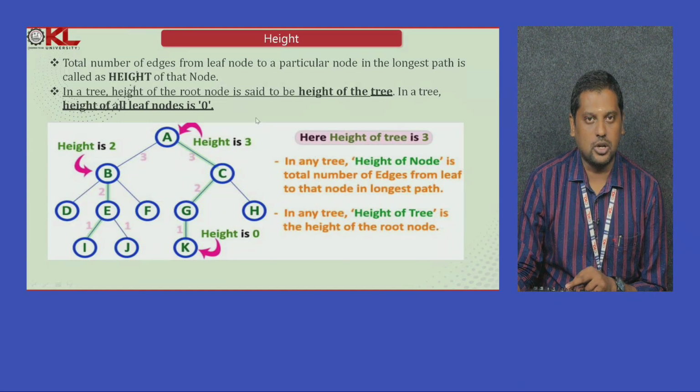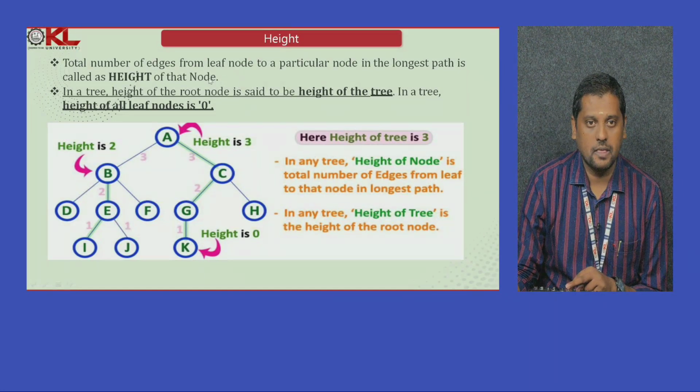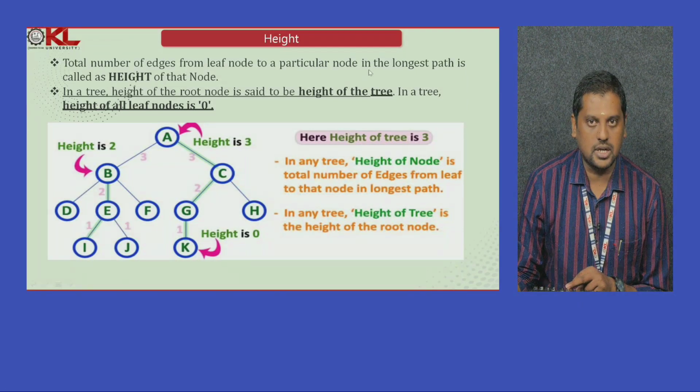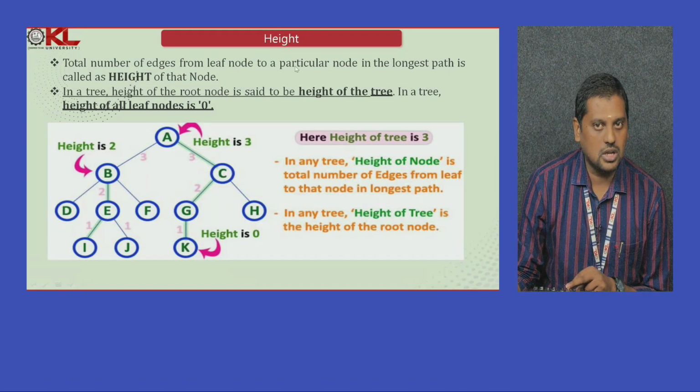Next terminology is height of a tree. In general, how do we calculate the height of a node? First of all, the height of any node is calculated only from the leaf node. That is, the total number of edges from a leaf node to a particular node in the longest path is called the height of that particular node. So be very clear with the point: longest path.